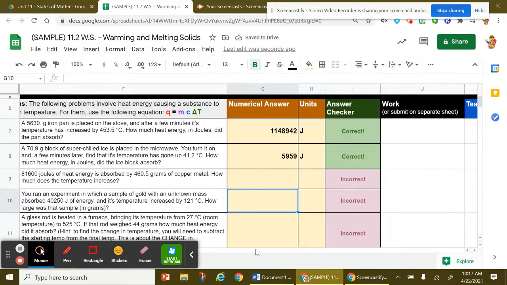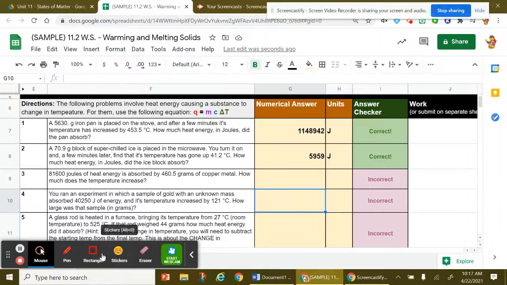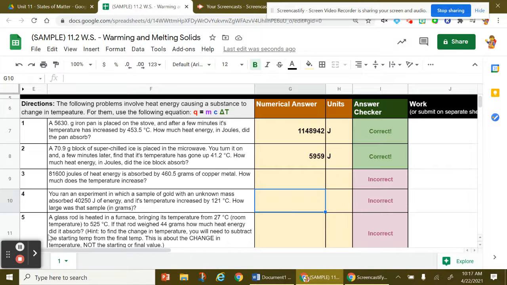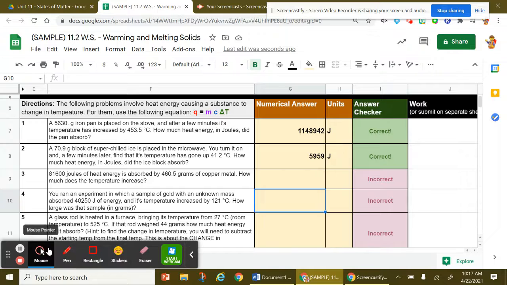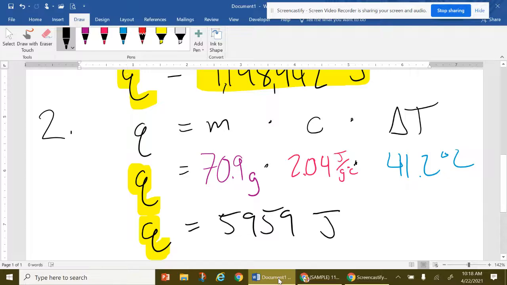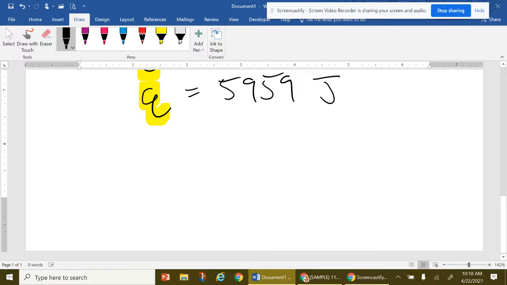Let's try the third problem right now. Okay, the third problem. 81,600 joules of heat energy is absorbed by 460.5 grams of copper metal. How much does the temperature increase? So let's do problem number 3. See if I can squeeze it in here. I probably can't. I'm not going to try.